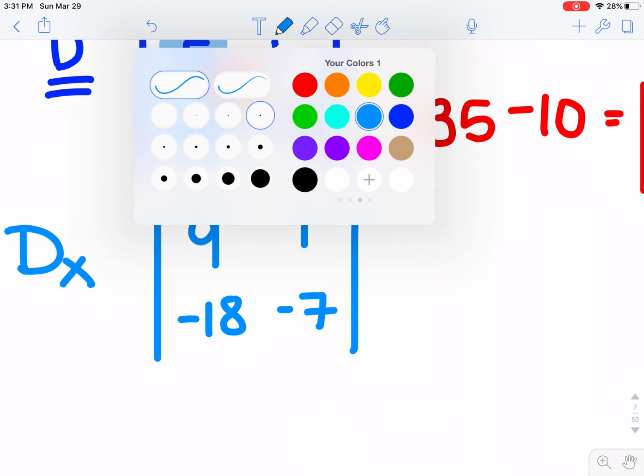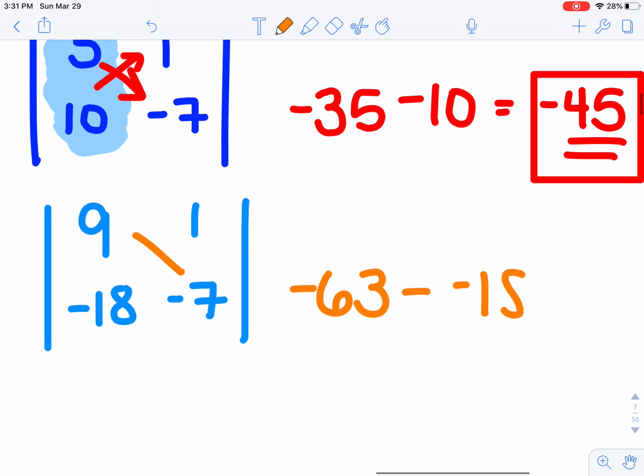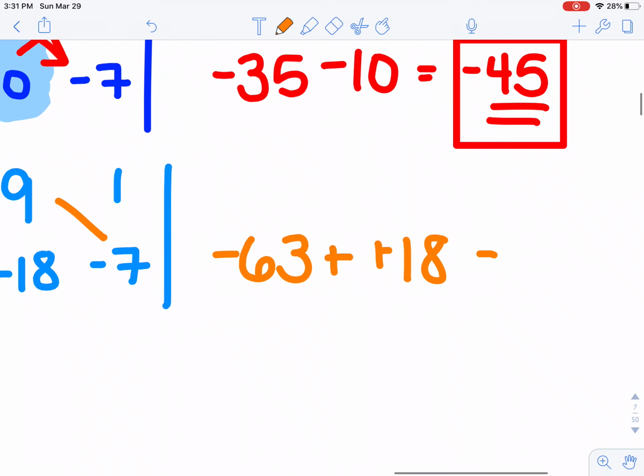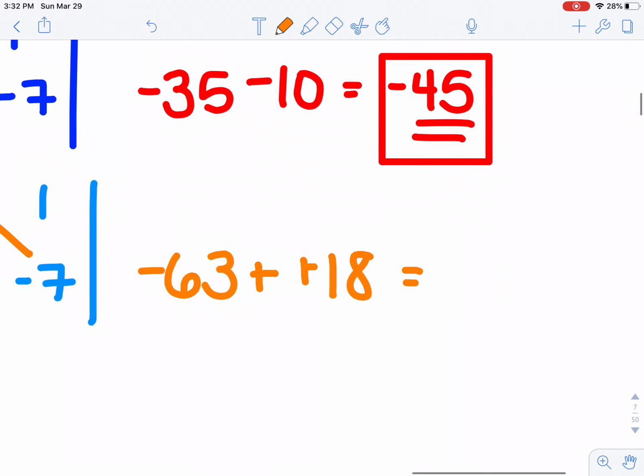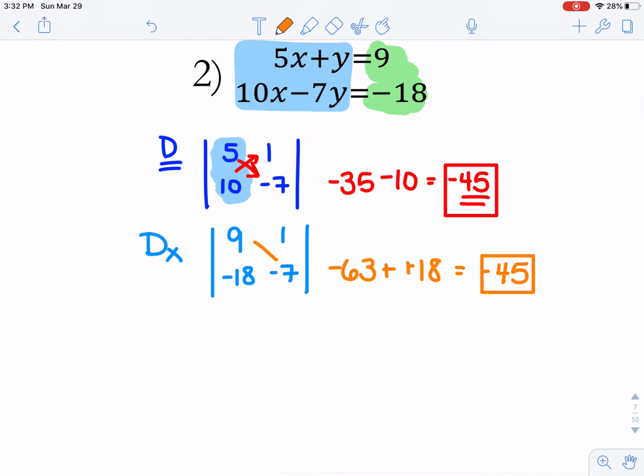Okay, now we are going to cross multiply, so we got -63 minus -18. So let's change that to a plus. Okay, -63 and 18 is -45. Okay, so we will come back to that in a moment.